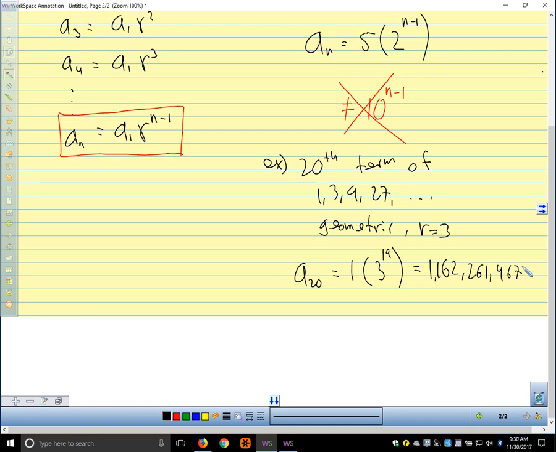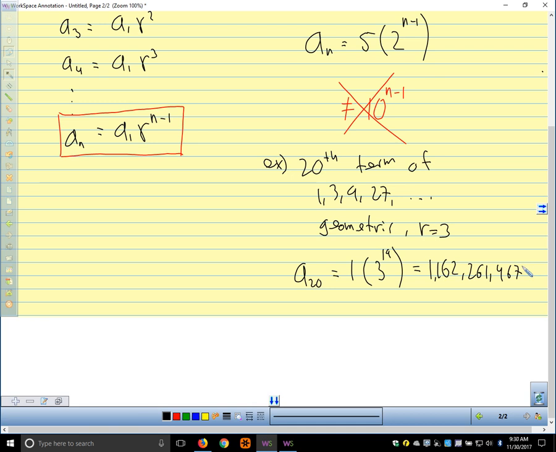It's part of what makes them useful, as they model things that grow quickly. Population is geometric growth. Radioactive decay can be thought of as geometric growth. So it models a lot of natural phenomena. But it gets big very quickly. All right, questions?